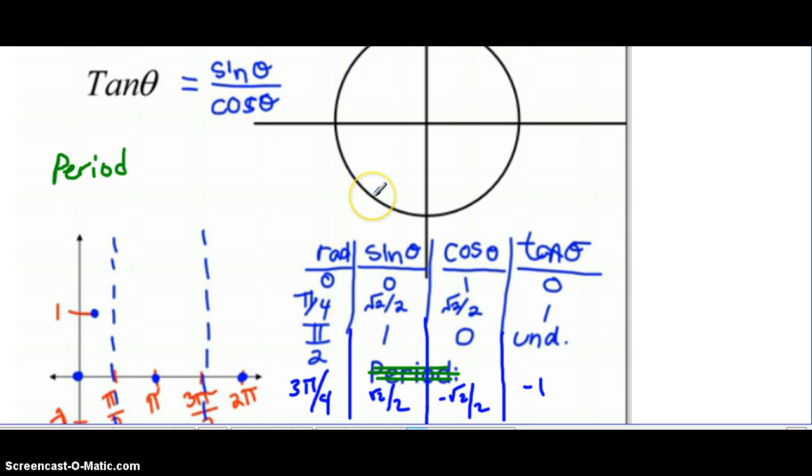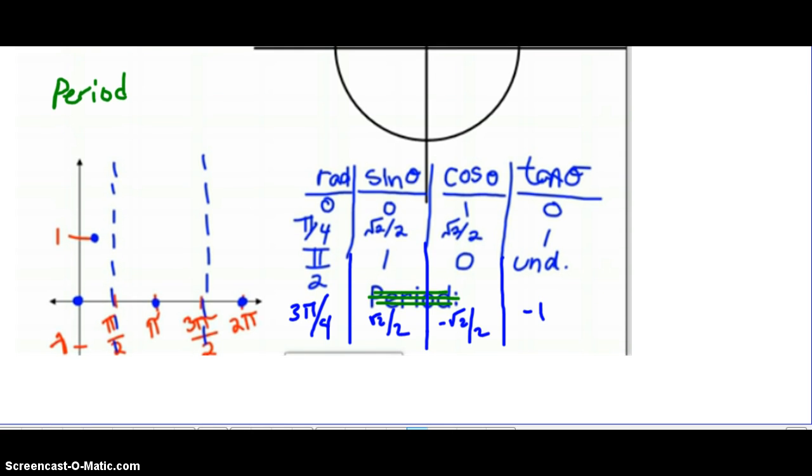In our third quadrant, tangent will be +1 because both sine and cosine are negative. So anytime that you're coming back to this tangent graph, we want to make sure that you're using your knowledge of sine and cosine and the unit circle to help you remember.